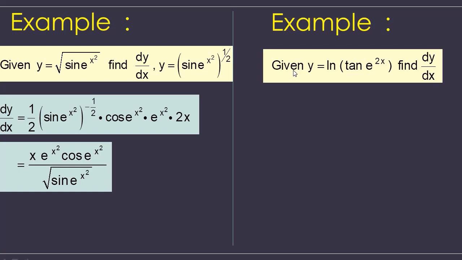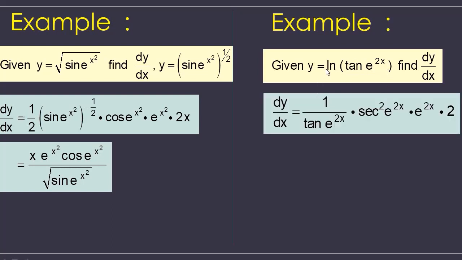Next example, given y equal ln tan exponent to x. Can you guess how many times do we need to differentiate in order to find dy over dx? The answer is 4 times. Number 1, differentiate ln. Number 2, differentiate tan. Number 3, differentiate exponent. And number 4, differentiate 2x.